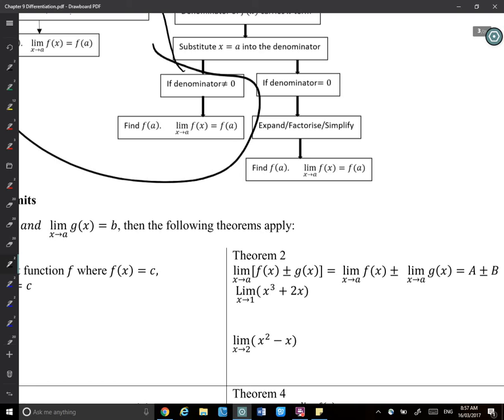So all I want to do here is change the equation and make it so that a can be substituted. Make a can be substituted.